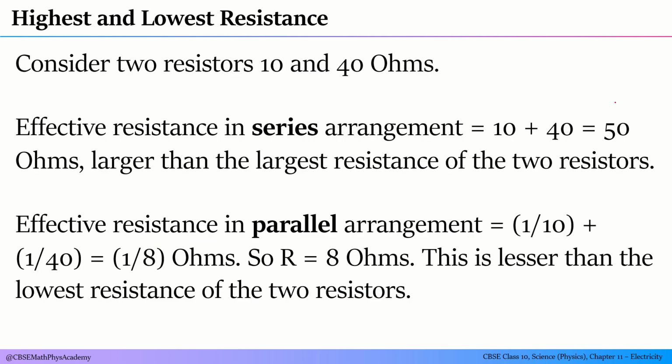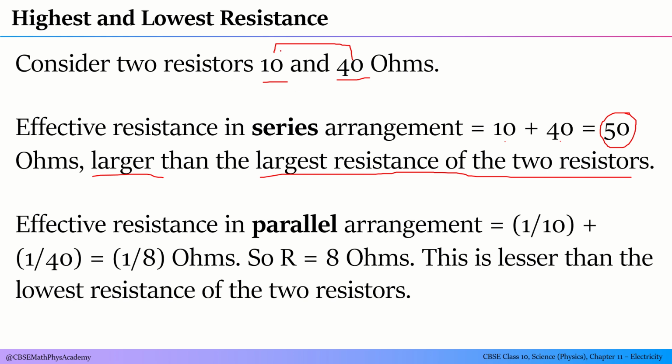See, now consider two resistors. One has 10 ohms, the other has 40 ohms. They are connected in series. When they are in series, the total resistance 10 plus 40 is equal to 50. This 50 is greater than 10 as well as greater than 40. So that is the meaning of the series resistance being larger than the largest resistance of the two resistors.